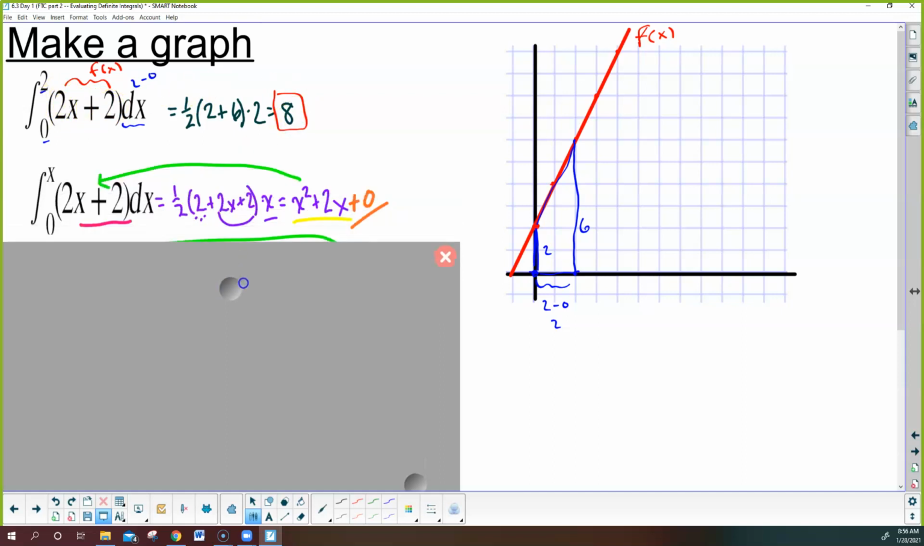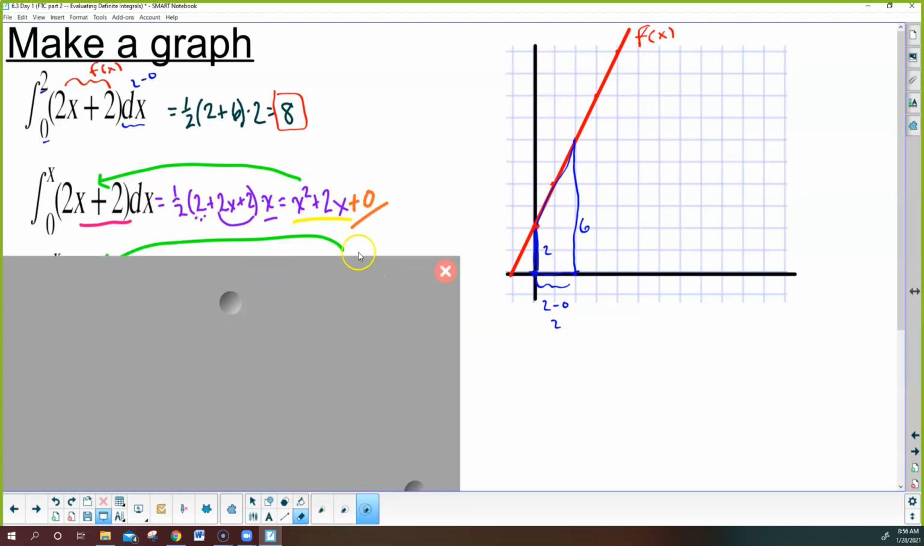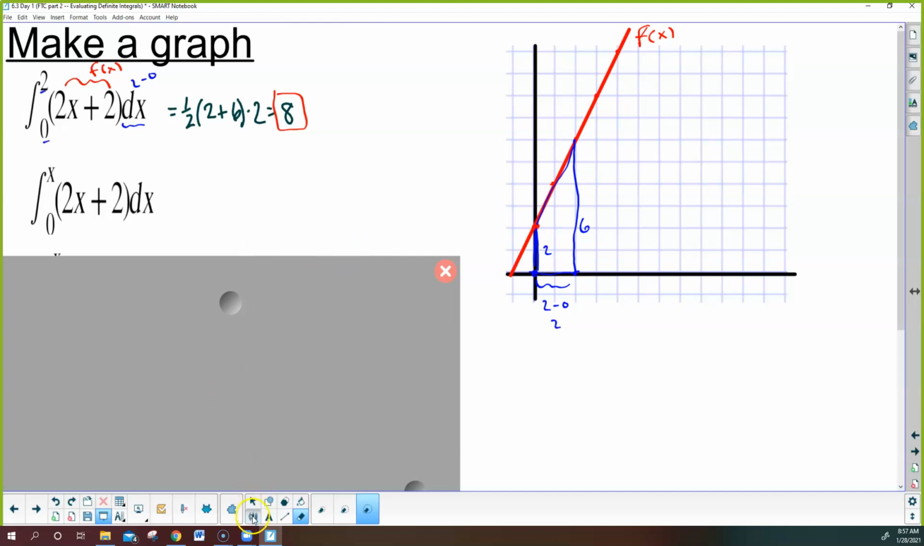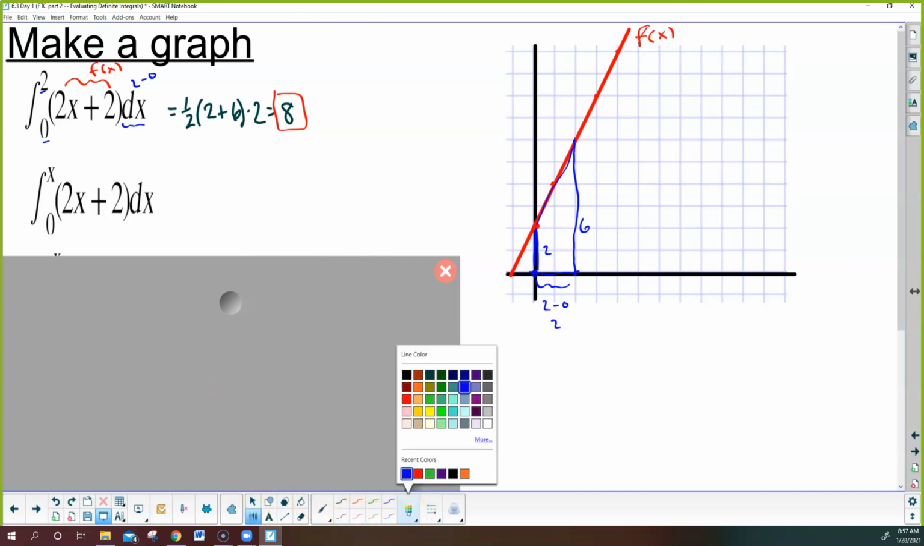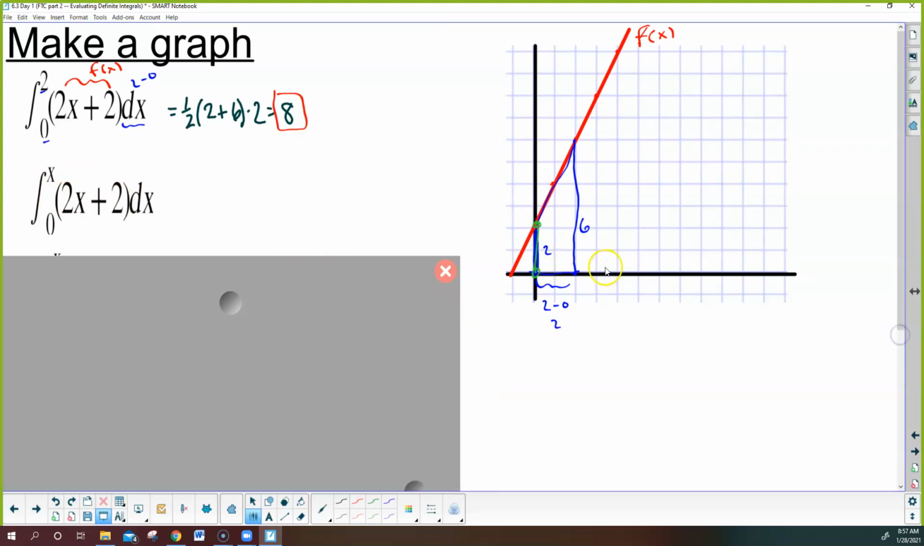But what if, I'm going to erase this so we can see the pattern develop. What if I told you to go from 0 to x? Okay, so we know where 0 is. That's the first part here. But what if I just picked some random x right here? Well, if I go over x and up its output, this is at the point x comma f of x.